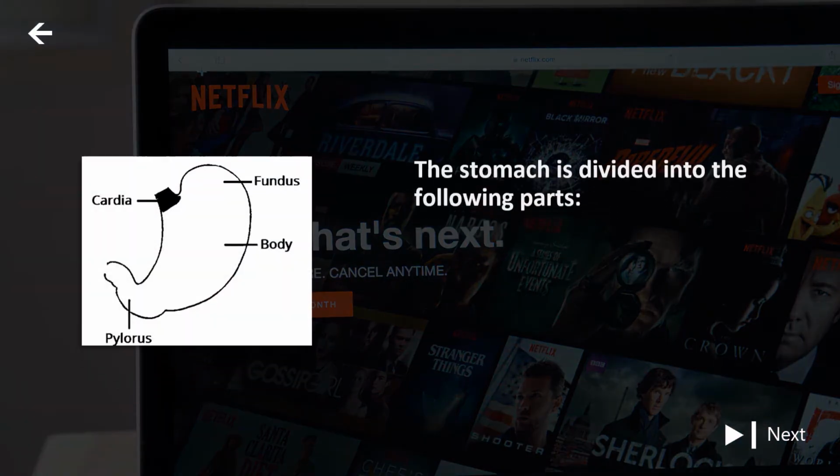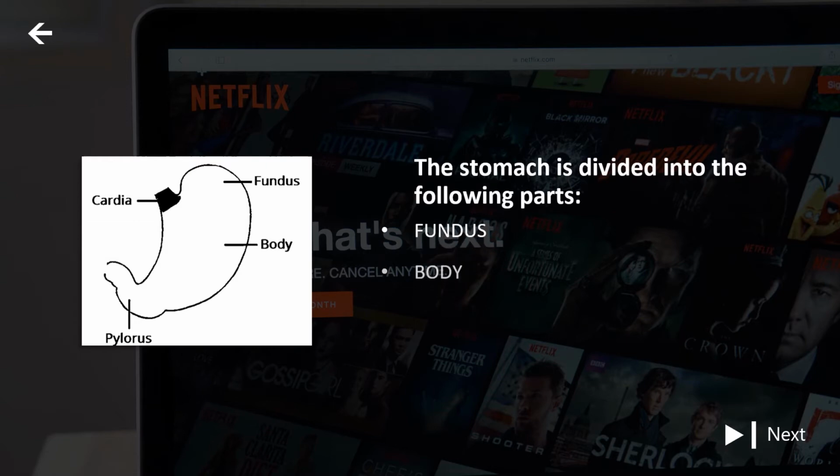The stomach is divided into the following parts: fundus, body, pyloric antrum, and pylorus. The fundus is dome-shaped and projects upward and to the left of the cardiac orifice. It is usually full of gas. The body extends from the level of the cardiac orifice to the level of the incisura angularis, a constant notch in the lower part of the lesser curvature.